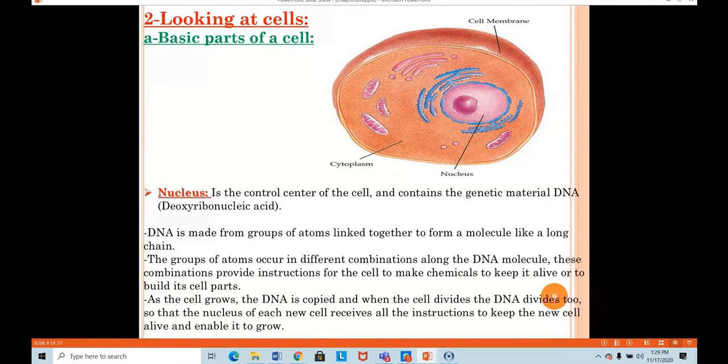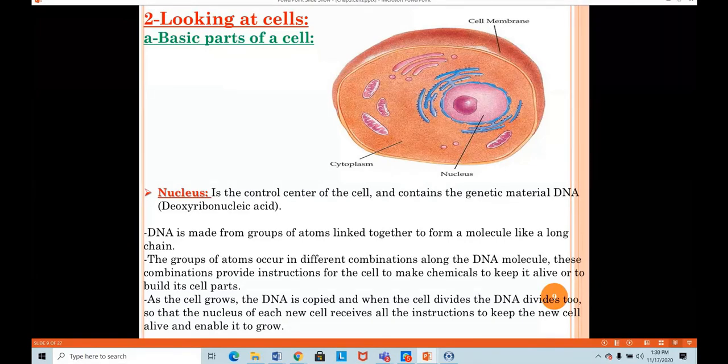So the nucleus of each new cell receives all the instructions to keep the new cells alive and also enable it to grow. That is why we are saying the nucleus is the controlling center of the cell, because it has the instructions for making all the proteins, and it keeps the new cells alive and helps them to grow, because the DNA is being passed over to the new cells.